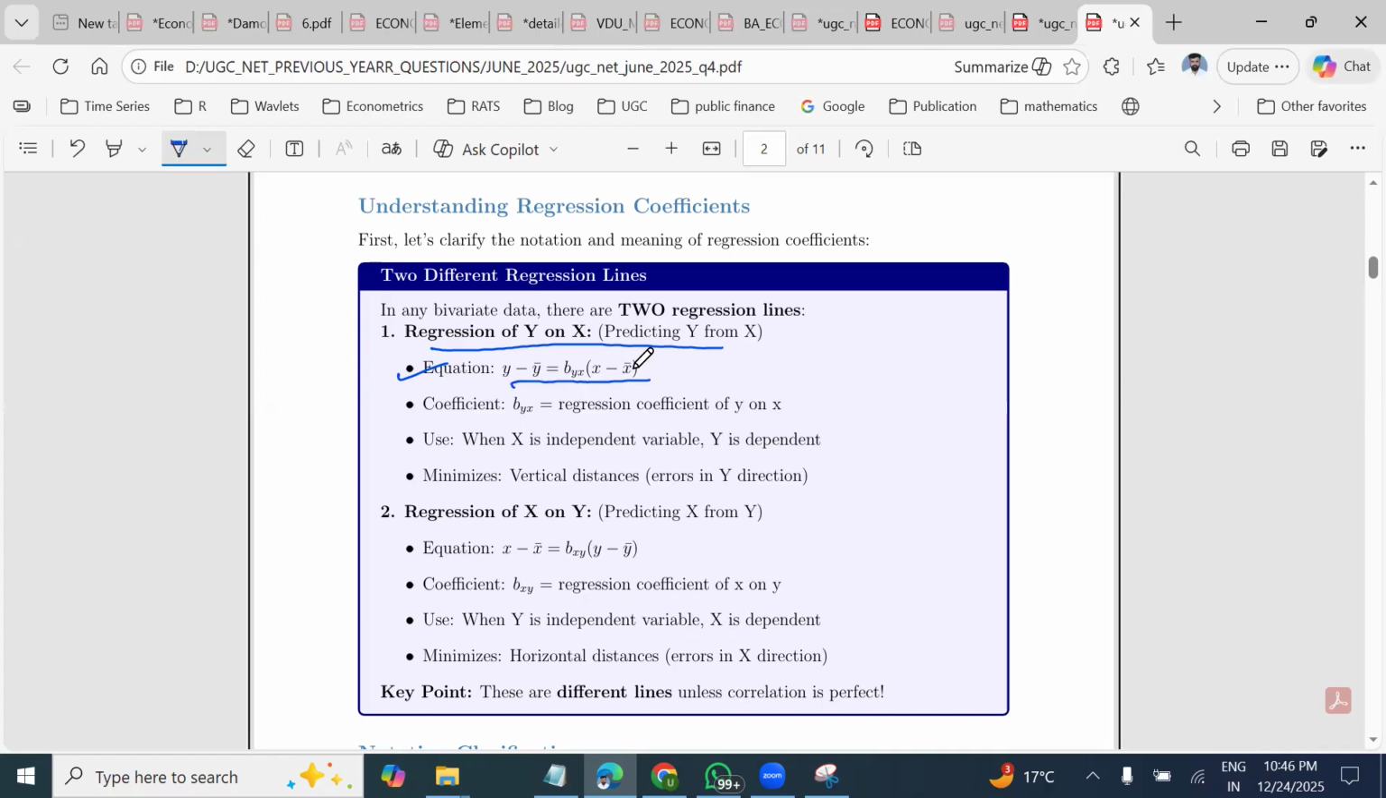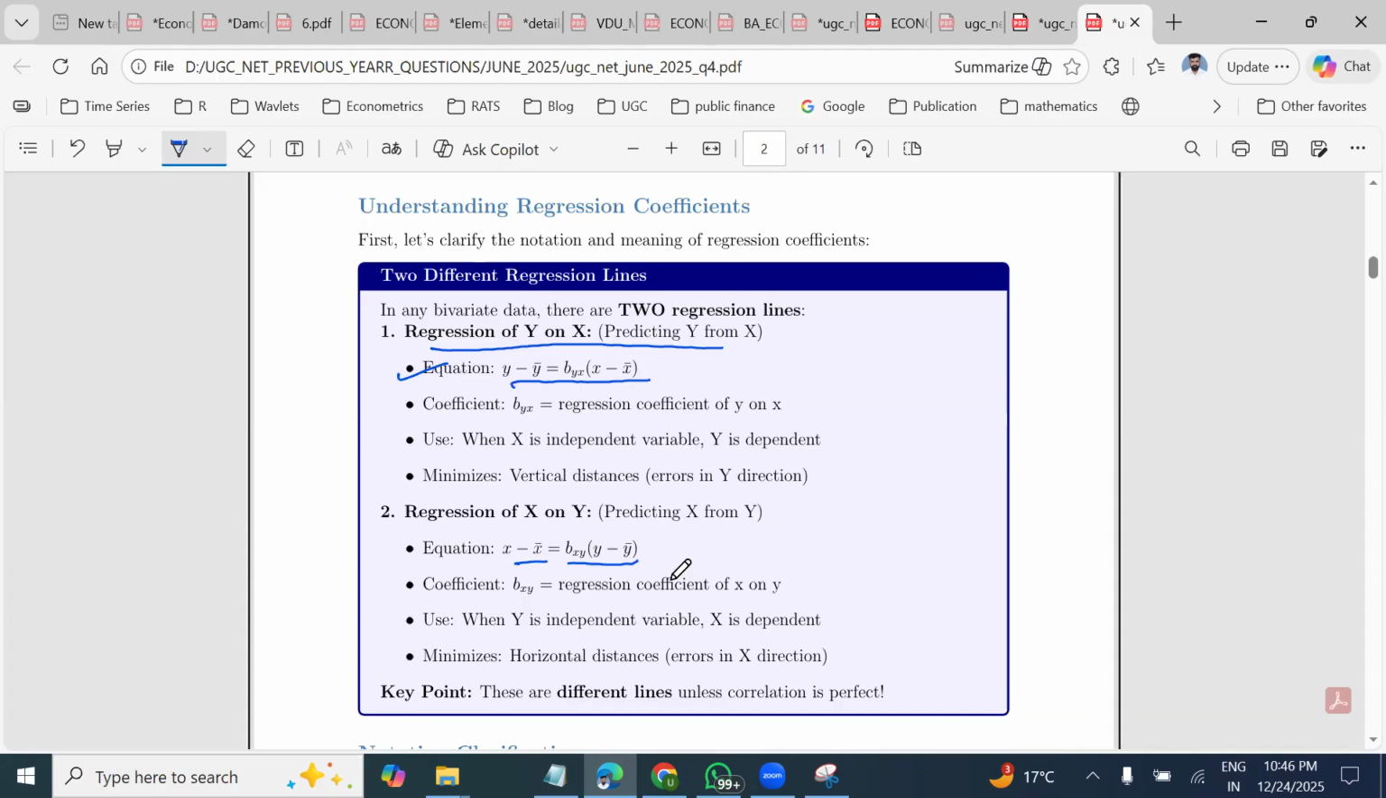The coefficient byx is the regression coefficient of y on x, used when x is the independent variable and y is the dependent variable. The second is the regression of x on y, where the dependent variable is x and the independent variable is y. The regression equation is x minus x bar equals bxy into y minus y bar, where the coefficient bxy is the regression coefficient of x on y.